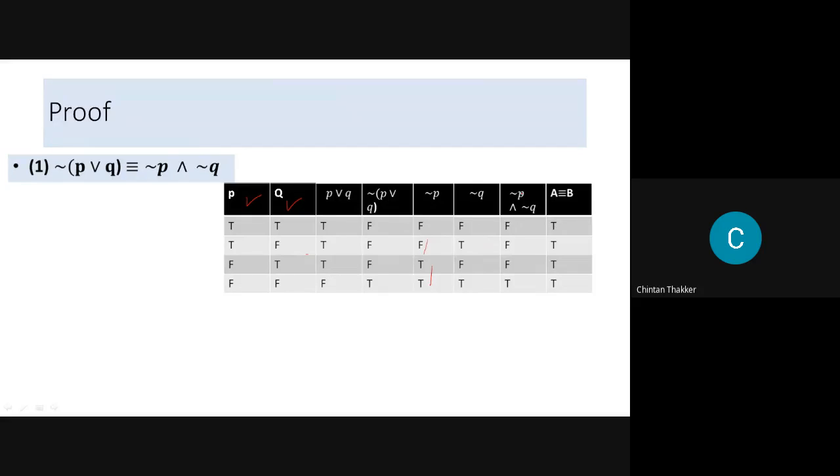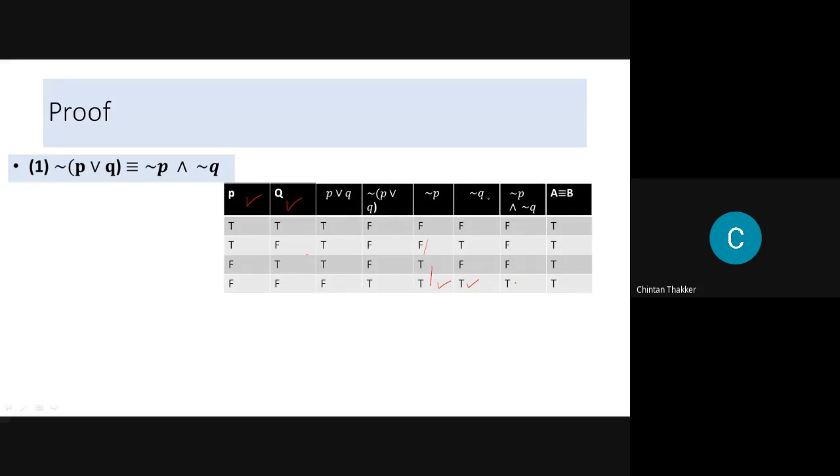Then the negation of P and the negation of Q. It is true only when both are true, which is in the last row. Here we have true. Both are true here, so we have true, and in the remaining places we have false.